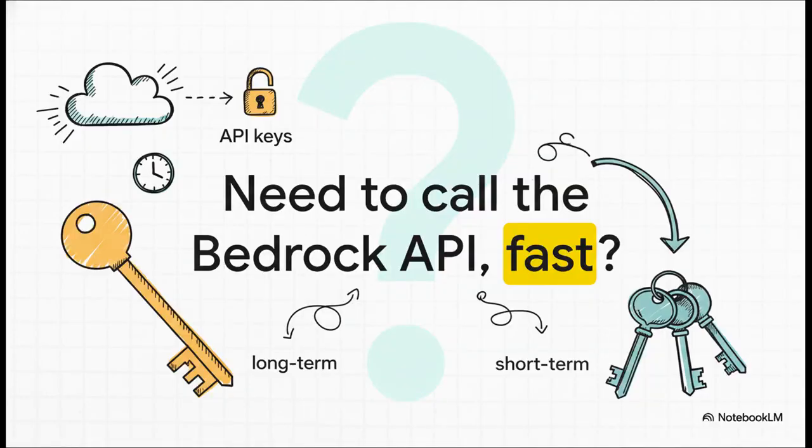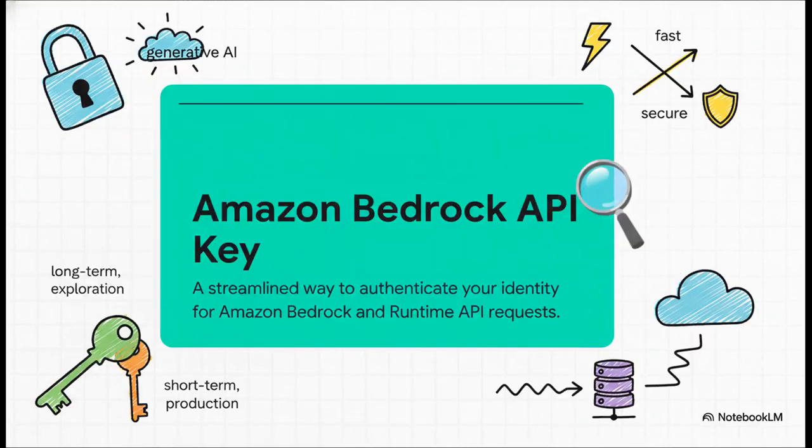Okay, so let's set the scene, right? You're a developer. You've got this brilliant idea for a new AI app. And the very last thing you want is to get totally bogged down in some complex authentication maze before you can even make a single API call. You just want to start playing around. You want to start experimenting, and you want to do it fast. And this is AWS's answer to that problem.